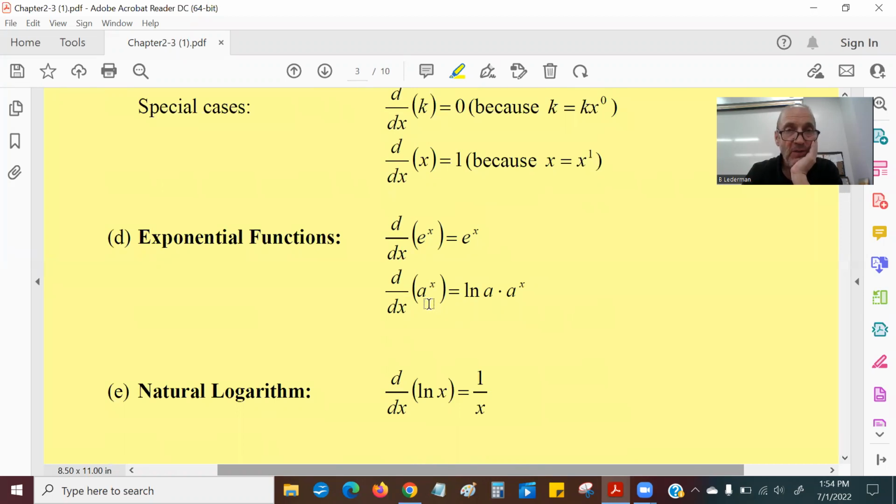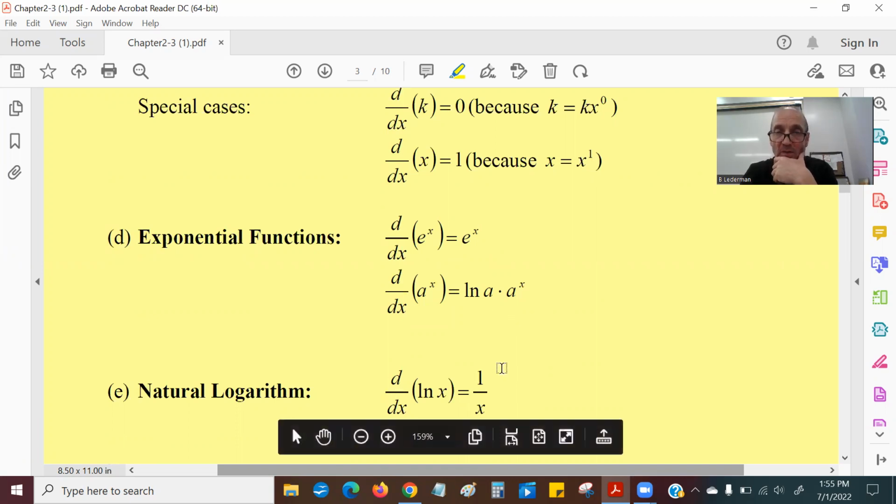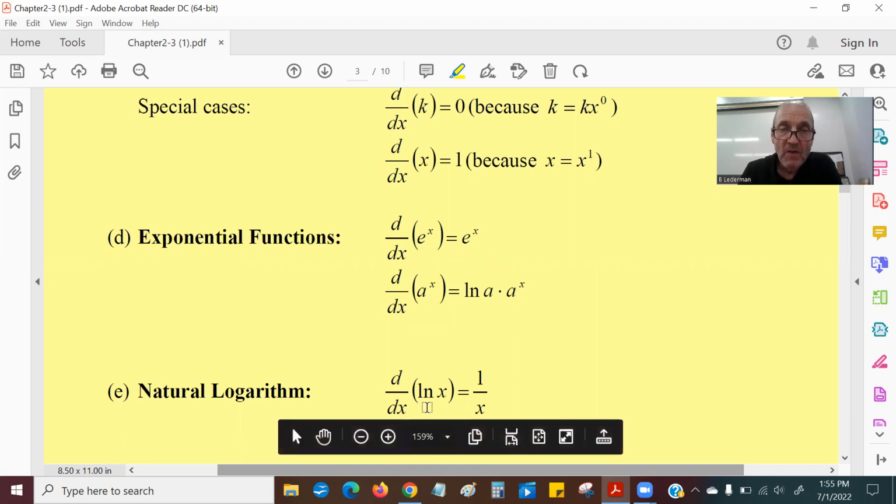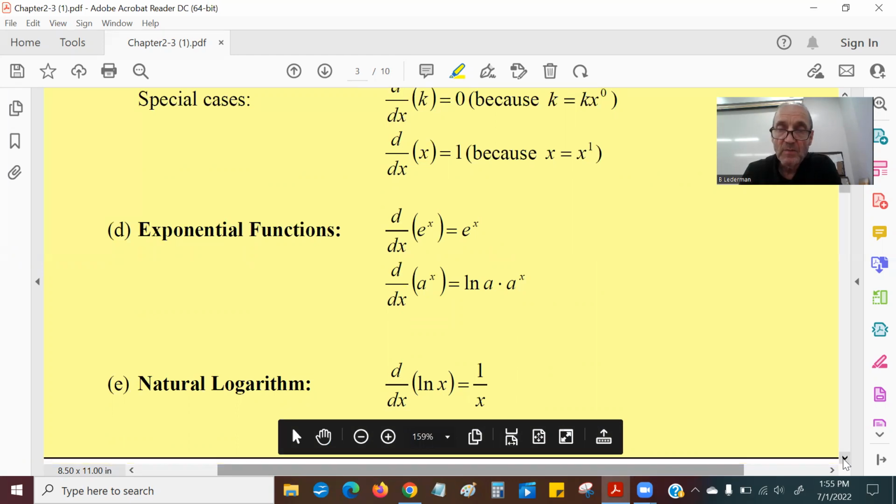Suppose you have a different base, not e, but just some number. A could be 5, 10, 7, whatever. So the derivative of a to the x power is the ln a times a to the x power. And I want to show you this last rule, and then I'm going to give you some examples. You remember logarithms. Ln of x means the natural logarithm of x. That means the log of x base e. If I take the derivative of ln x, I just get 1 over x. And that's pretty cool. The derivative of ln x is just 1 over x.